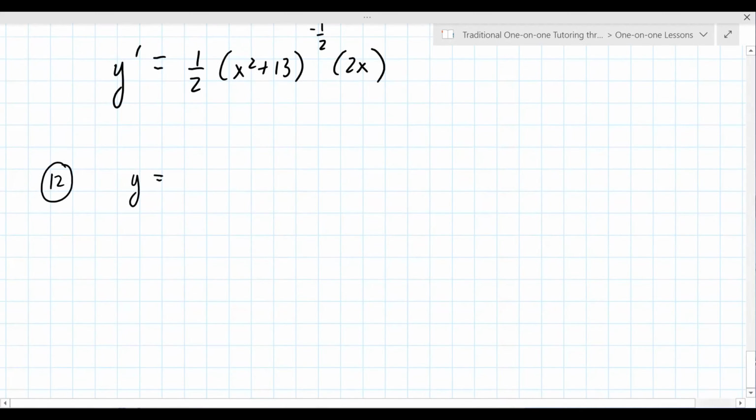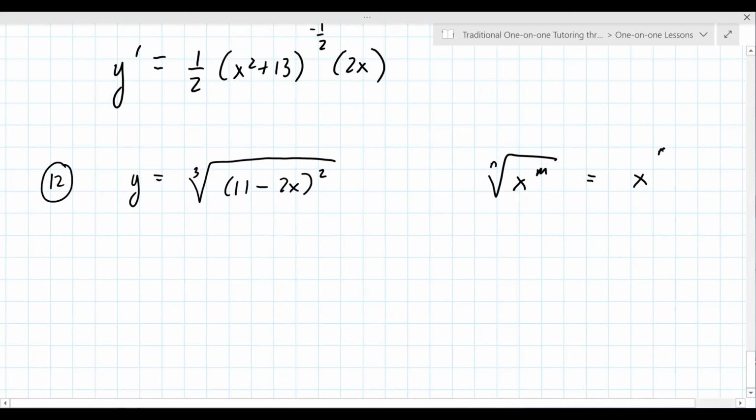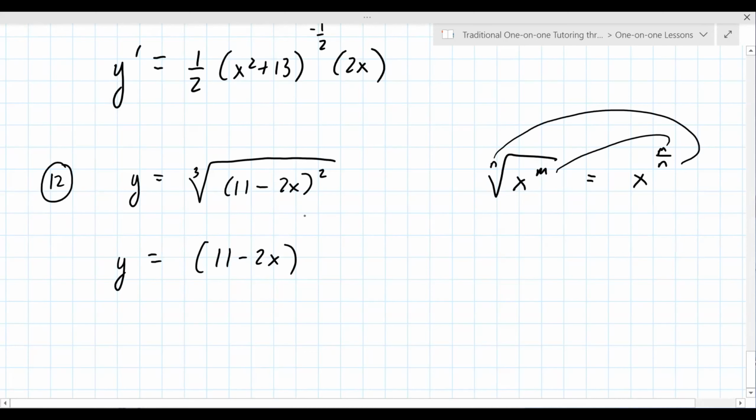It's written as y equals the cube root of 11 minus 2x squared. So the rewrite here is when you have the nth root of x to the m, this equals x to the m divided by n. You have to know the positions for these things to be able to do it. So if you follow that, the exponent here is 2/3.